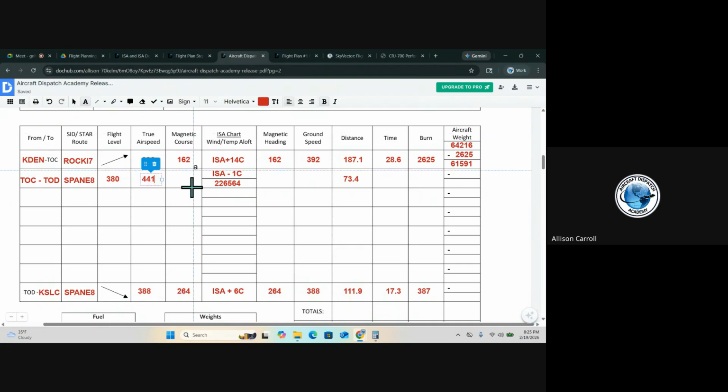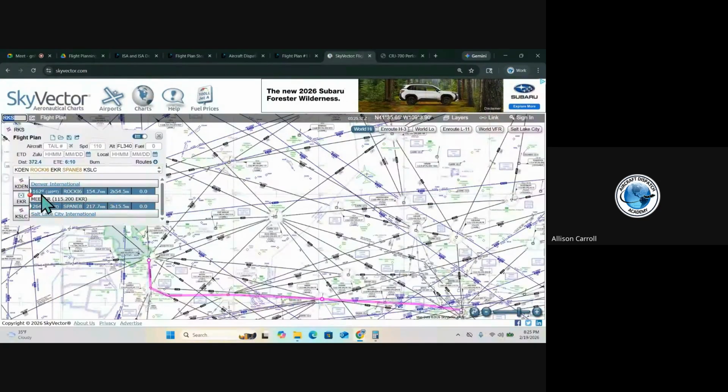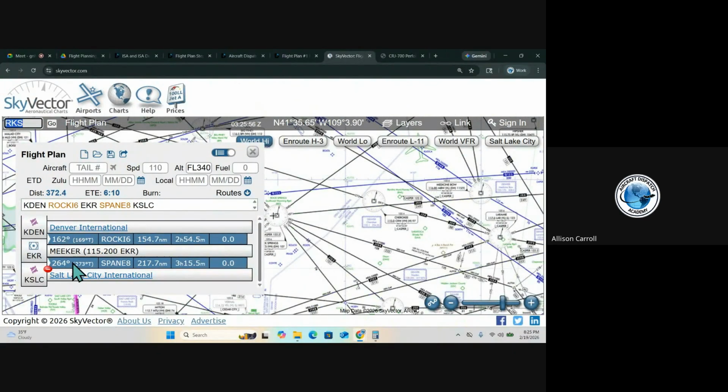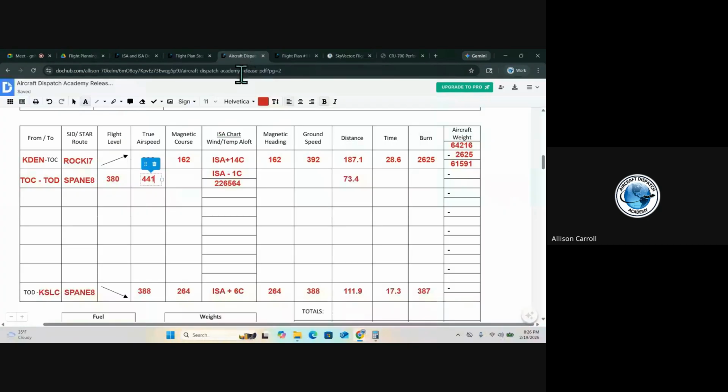Our course, we get our course from SkyVector. And guess what? We are already past Meeker. And so our course is just going to be that 264. We're still heading straight, pretty much due west over towards Salt Lake. So 264, okay? But now, guess what? At 38,000 feet, cruising along, we have these winds aloft that we have to correct for.